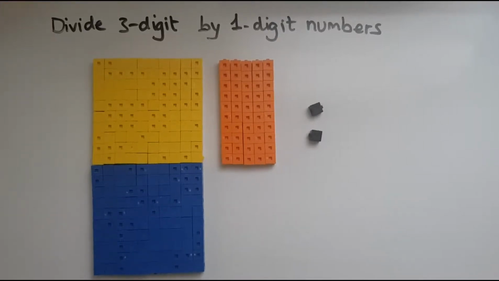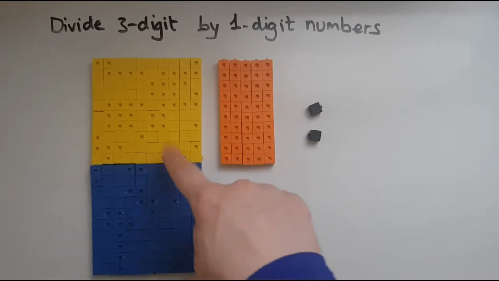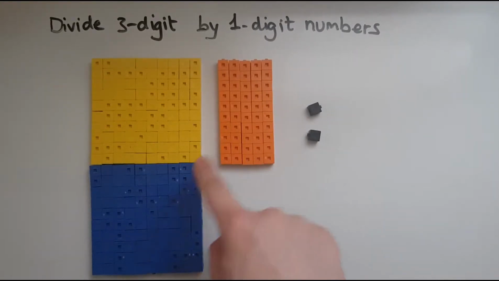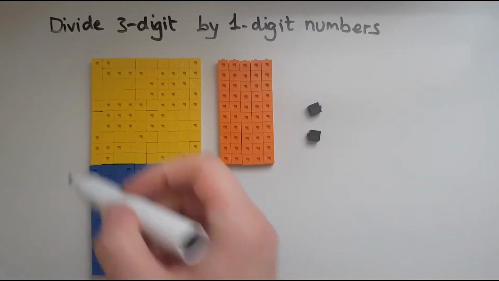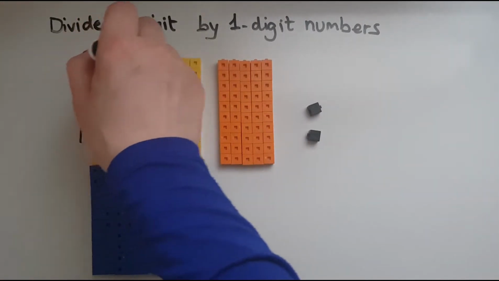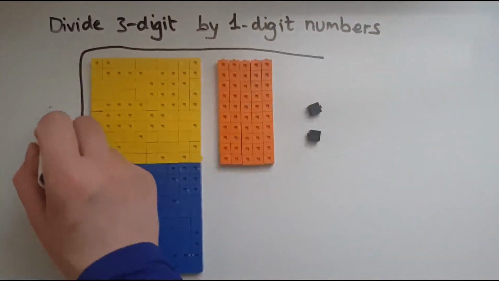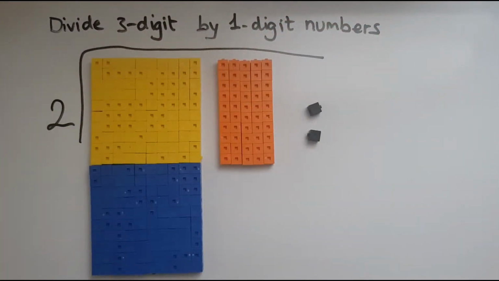In this video we'll learn to divide 3-digit by 1-digit numbers. So I've created and represented 252 here. I'm going to divide this number by 2. So what does that mean? Dividing by 2 means halving, but also means how many 2's fit into the number.